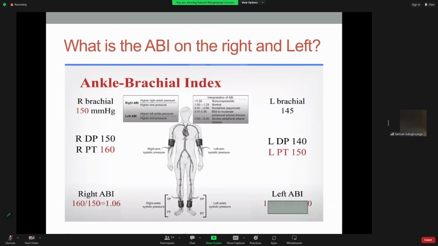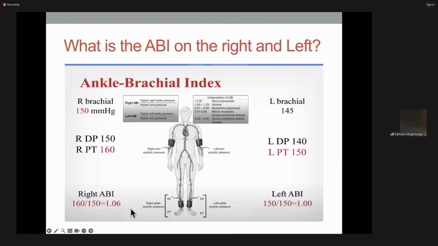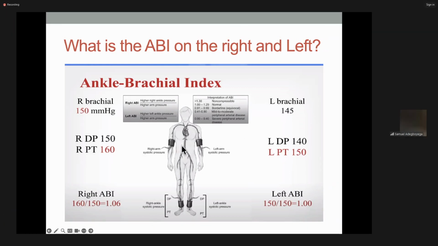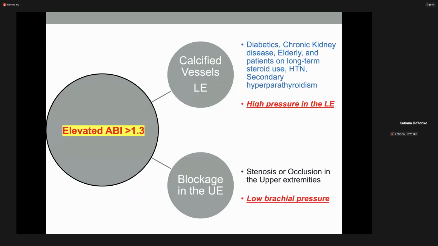Oh, by the way, you should know how to calculate your ABI. You guys got that down? You guys know how to do it? Yes? Don't forget, which one is higher between these two, DP or PT? Which one is higher between these two? It's very, very important. And also, when it comes to the brachial, it doesn't matter left or right. Which one is higher between the two, whichever one is higher, that's the one you're going to use for both the right limb and the left limb. Okay. Any questions about that? Are we good? Yeah. Okay.